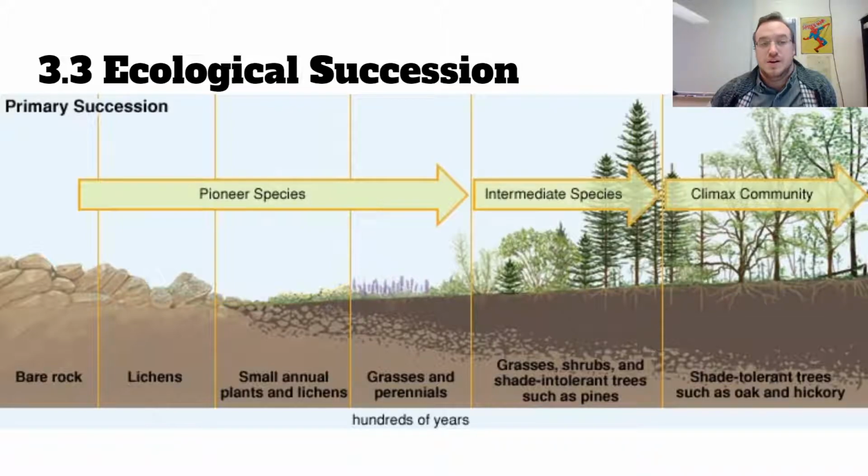So after pioneer species move in, then we have something called intermediate species. So inter is between, mediate, middle, so in the middle species. So these are after pioneer species. So we're going to have taller grasses, some shrubs, some trees that need direct sunlight, such as pines is a good example there. And we have an increase in elevation of the plants as well. So they're getting bigger and taller.